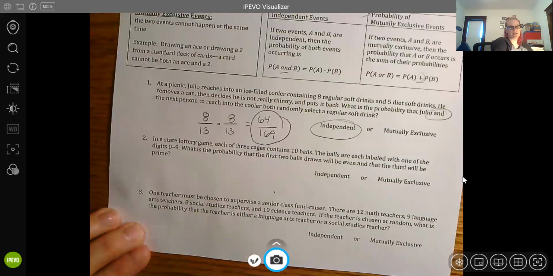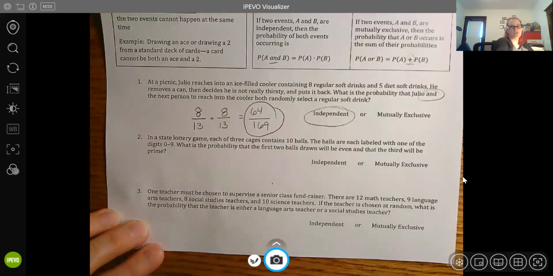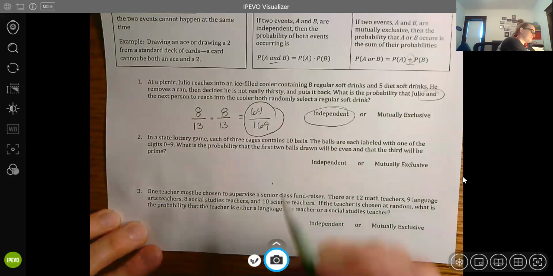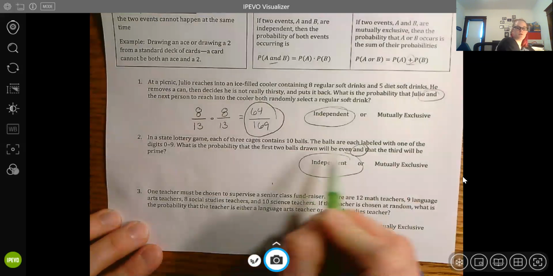Okay. In a state lottery game, each of the 3 cages contain 10 balls. The balls are each labeled with 1 digit, 0 to 9. What's the probability that the first 2 balls drawn will be even and the third will be prime? Okay, so remember I focused on the word and. So that makes this independent. So we're going to multiply.